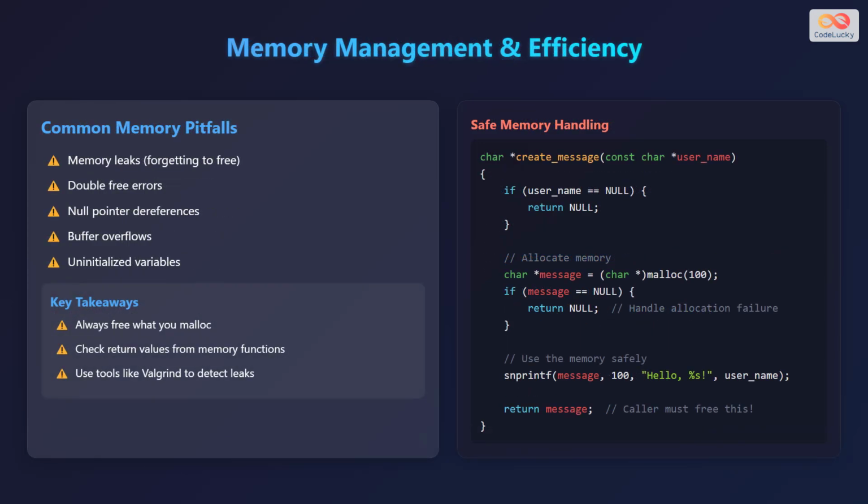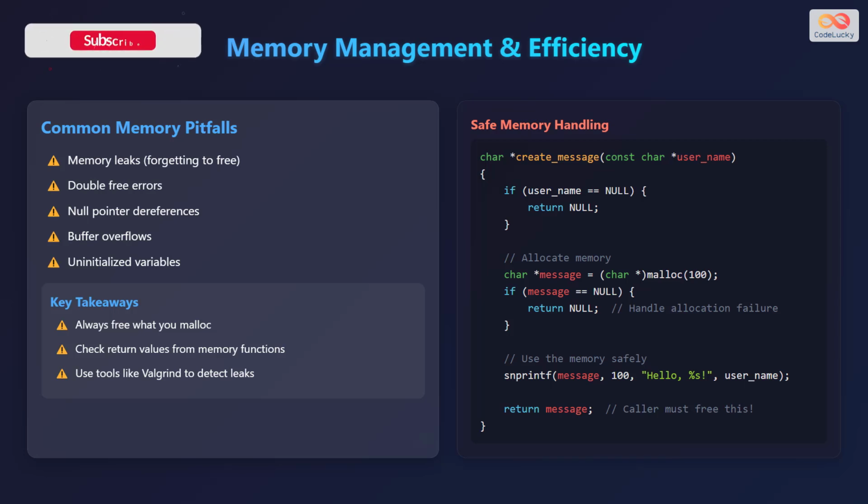Now we will turn our attention to memory management and efficiency. Proper memory management is critical in C to prevent common issues and ensure efficient resource usage. Some common memory pitfalls include memory leaks, which occur when you forget to free allocated memory.